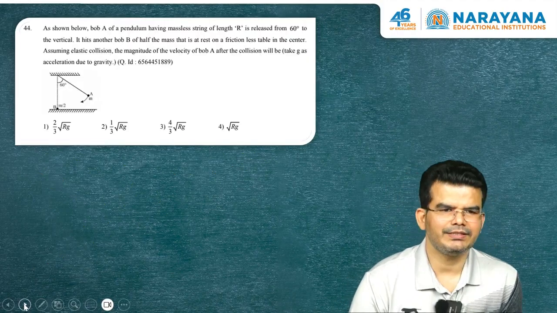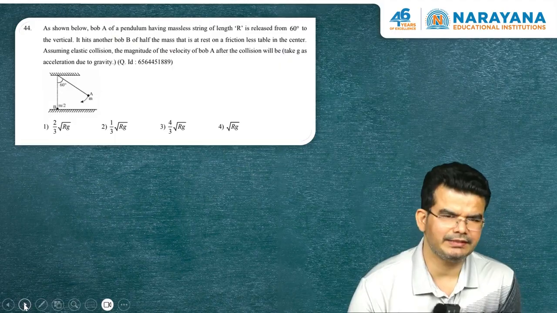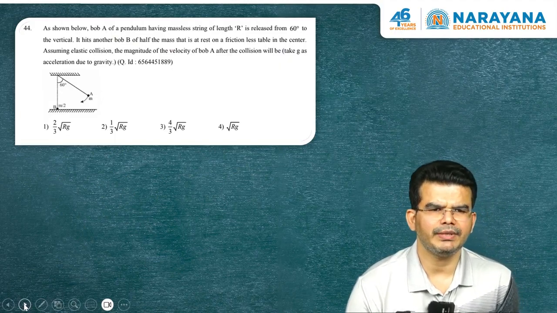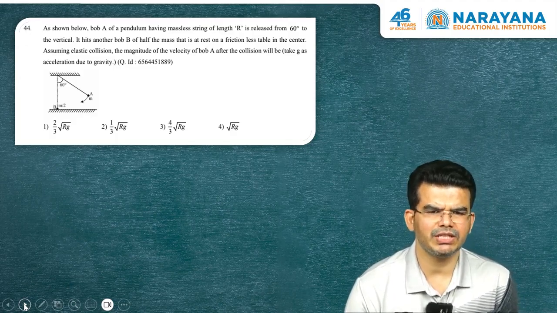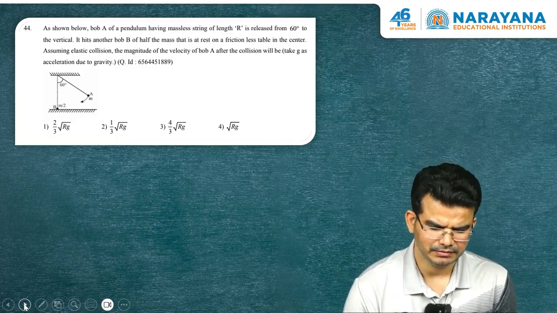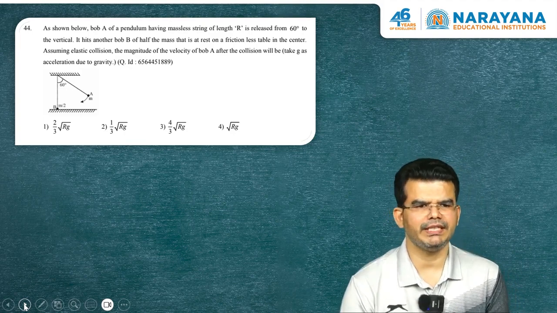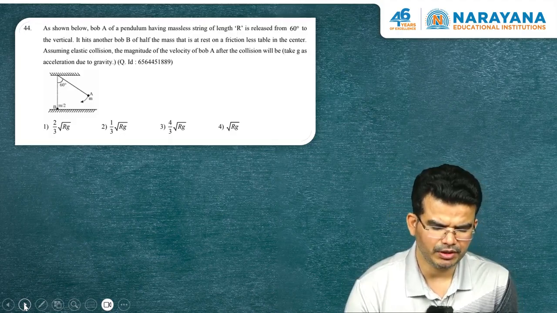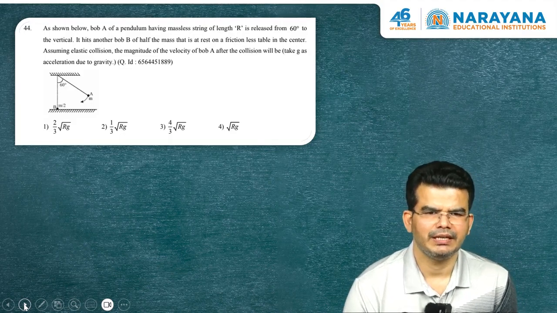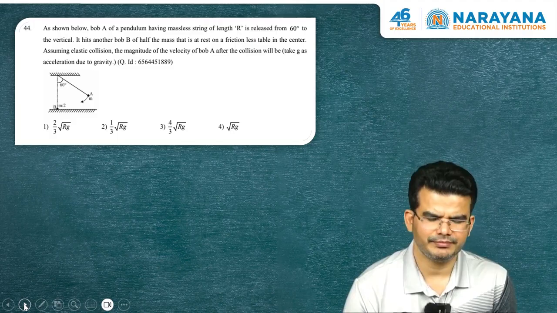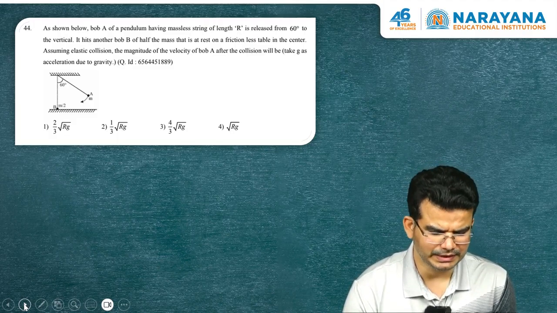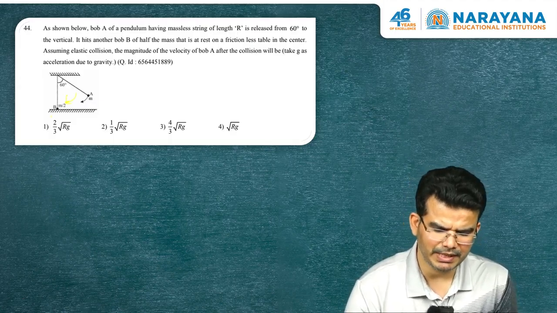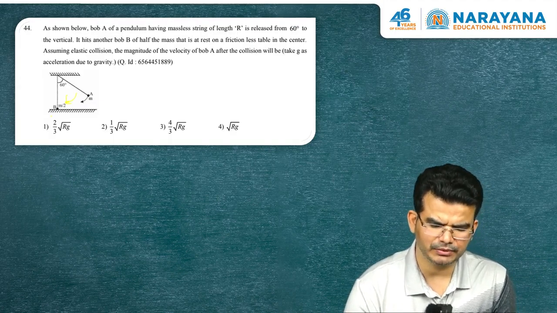Okay. Next question is, I think, again from mechanics. Let us read this, we will understand what they are saying. As shown below, bob A of pendulum having massless string of length r is released from 60 degree to the vertical. It hits another bob B of half the mass, that is at rest on a frictionless table, in the center. So, this is coming and it is hitting here. Assuming elastic collision, the magnitude of velocity of bob A after the collision will be?